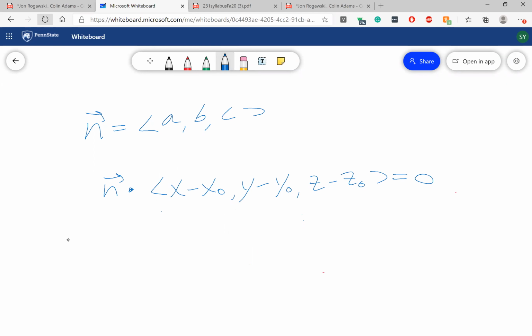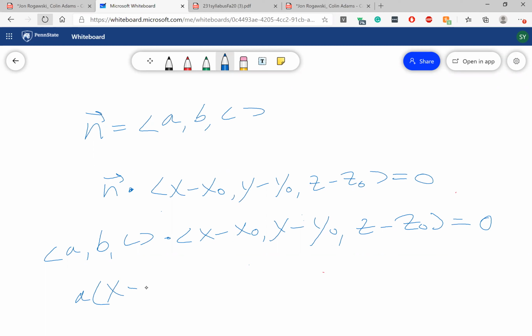Okay, so then that tells us that the vector a, b, c dotted with x minus x0, y minus y0, z minus z0 is equal to 0. And now when we open up the dot product, we get a times x minus x0 plus b times y minus y0 plus c times z minus z0 is equal to 0.